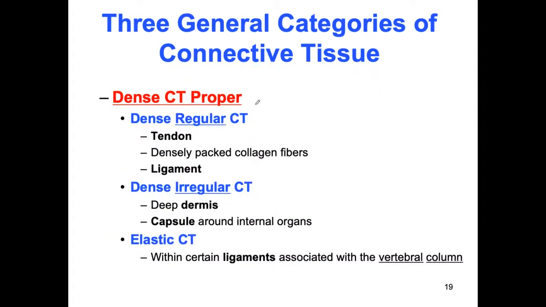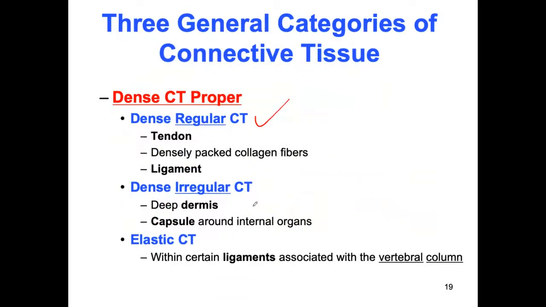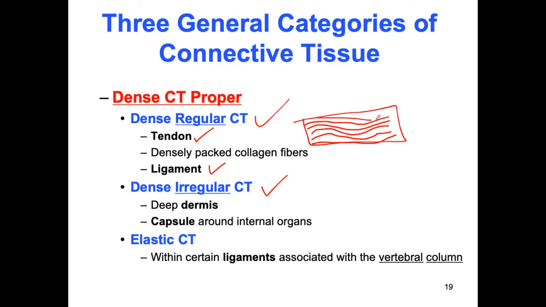Now, dense connective tissue proper. So now we're looking at this side here, dense. We have dense regular and dense irregular. Now, dense regular is tendons and ligaments. And they're made up of collagen fibers that are closely packed together, and they run in a nice parallel direction. These are going to be tendons, or these are going to be ligaments. They all kind of run in a nice linear fashion. Collagen is that nice, tough, strong protein.